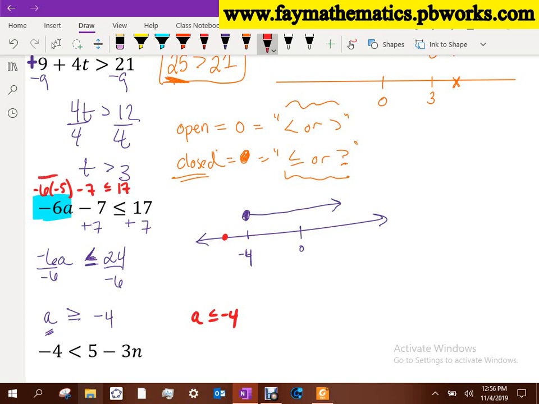What's a negative times a negative? It's actually a positive. So now I get a very large number, minus 7, which would be 23, right? 30 minus 7 is 23. Is 23 less than or equal to 17? No, 23 is not less than or equal to 17.